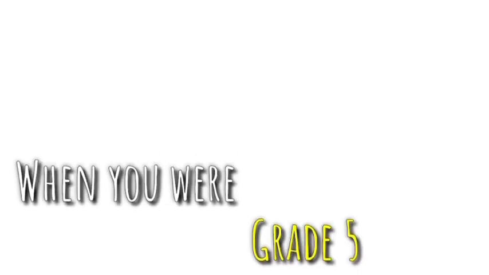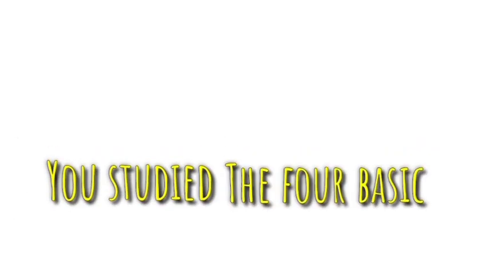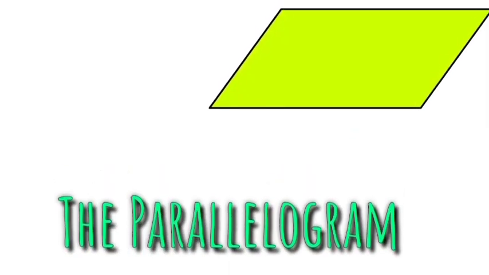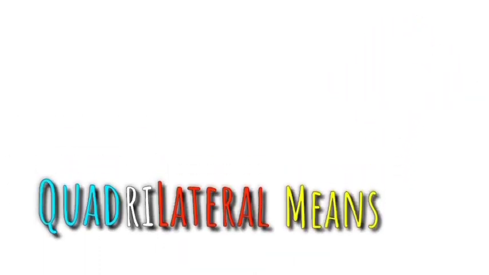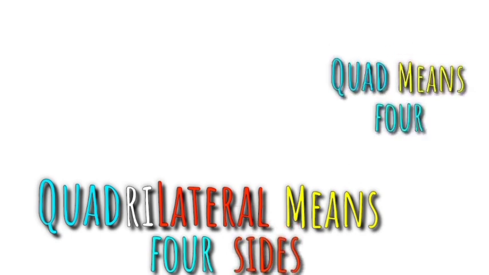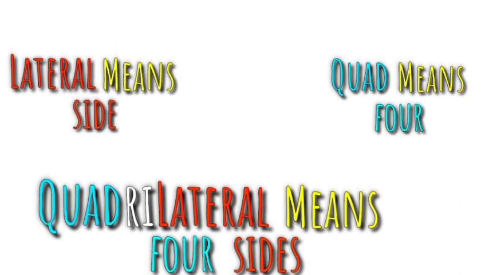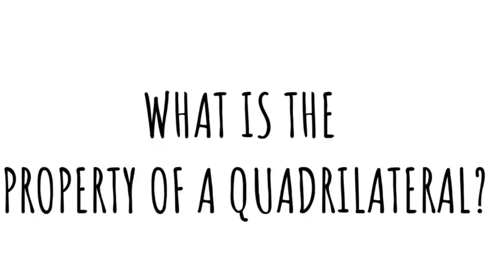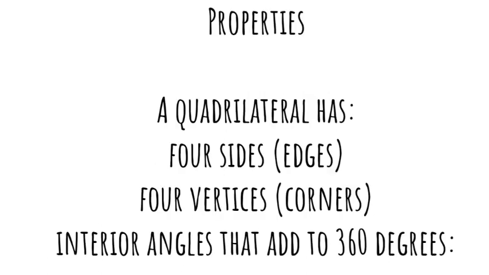When you were in grade 5, you studied the 4 basic quadrilaterals. First, the square, the rectangle, the parallelogram, and the rhombus. Quadrilateral means 4 sides. Quad means 4, lateral means side. What is the property of a quadrilateral? A quadrilateral has 4 sides, 4 vertices, and interior angles that add to 360 degrees.